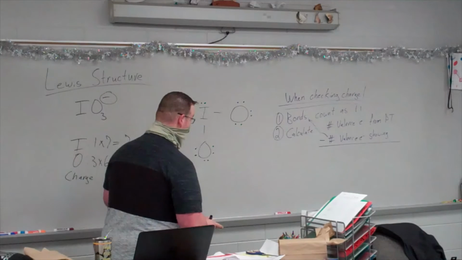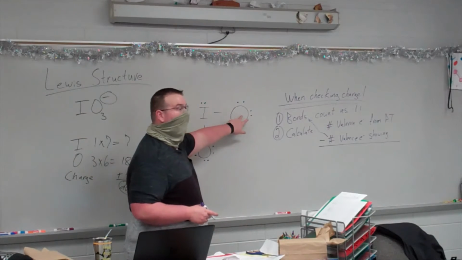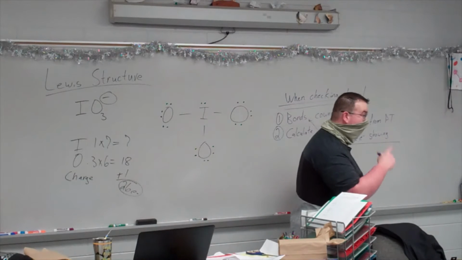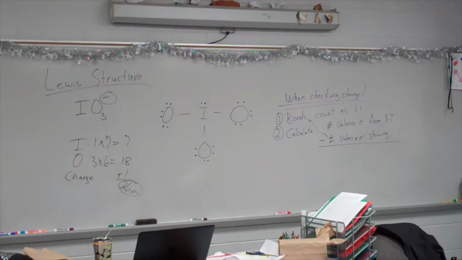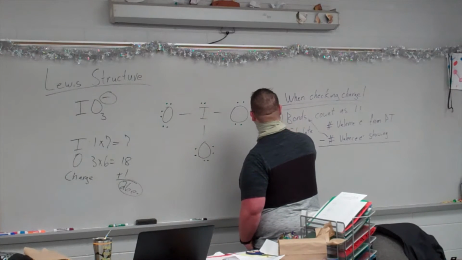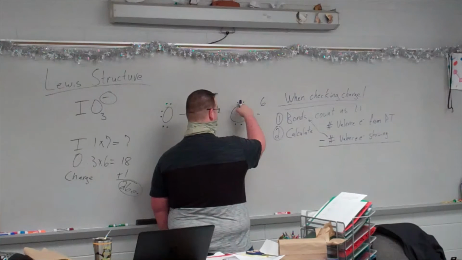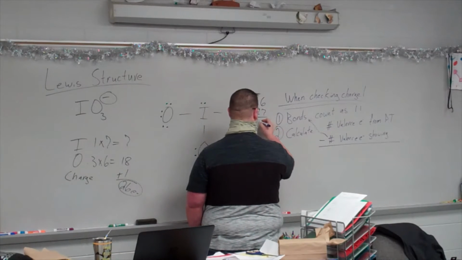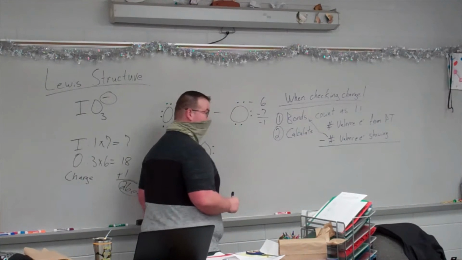So what I'm saying here, bonds count as one, so let's look at this oxygen here. First number is the number of valence electrons off the periodic table. How many valence electrons does oxygen have? Periodic table, 6. That's the first number. So it's 6 minus how many we're showing. And bonds count as 1, so 1, 2, 3, 4, 5, 6, 7. 6 minus 7 gives you negative 1. That oxygen is negatively charged.